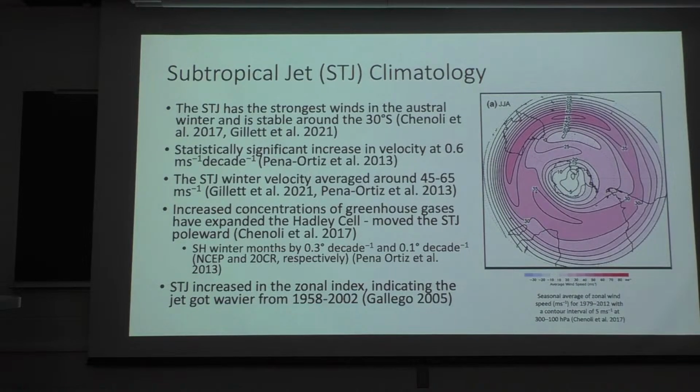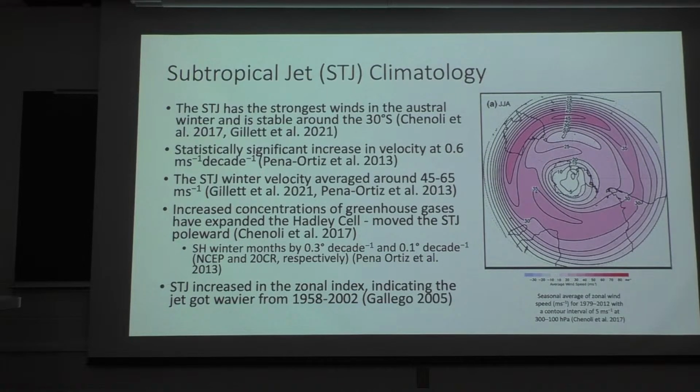And the southern subtropical jet stream winter velocity averaged around 45 to 65 meters per second, with the winter months having it increasing by 0.3. Oh, sorry, totally skipped over: the increased concentrations of greenhouse gases have expanded the Hadley cell and therefore have moved the subtropical jet poleward, and it has done so by 0.3 degrees per decade from the NCEP reanalysis and 0.1 degrees per decade from the 20CR data set from Ortiz.